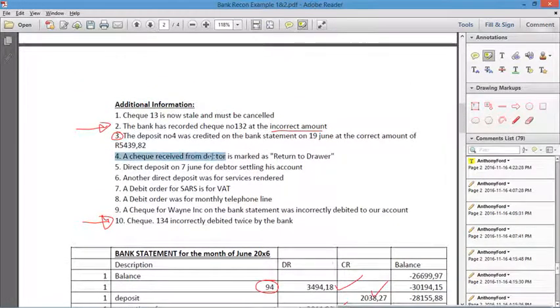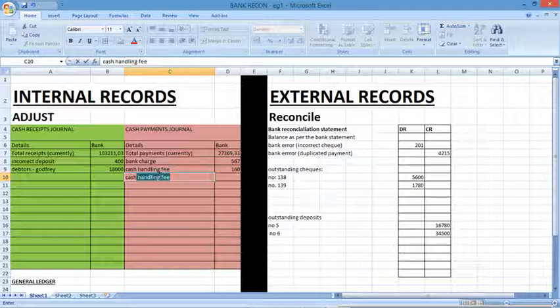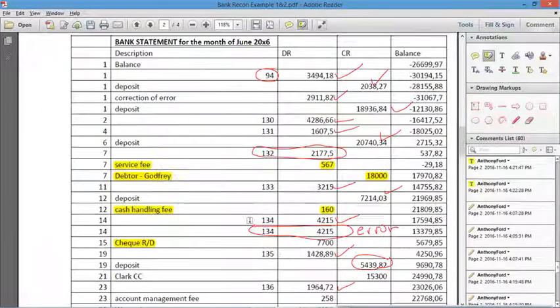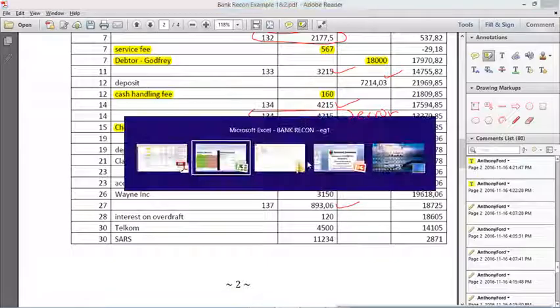So there's point number 4. Okay, return to drawer. Why? The debtor actually wrote out a check that wasn't correct or going through. Yeah, that didn't go through. Okay, so dishonoured checks always go to cash payments, because you would have received the money initially. Check dishonoured, RD. Okay, and the amount? 7,700. Yeah.